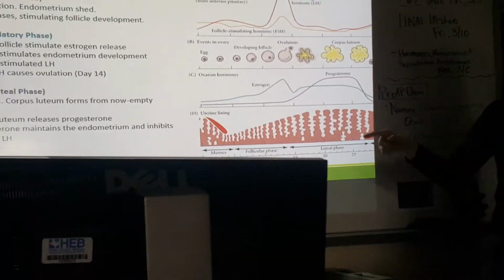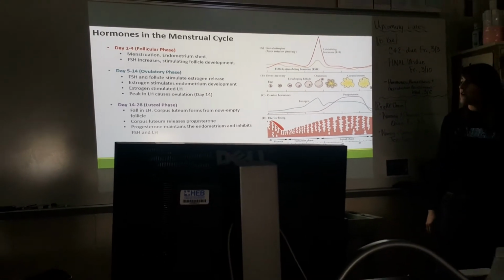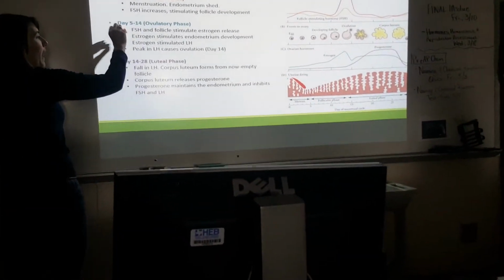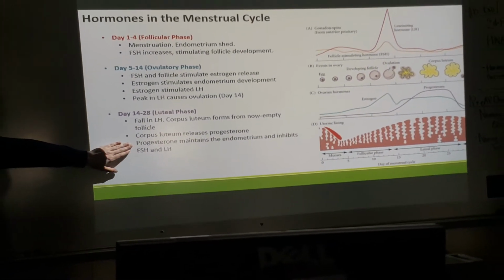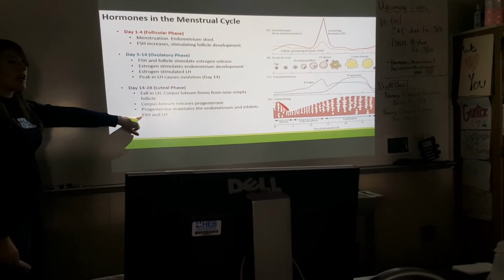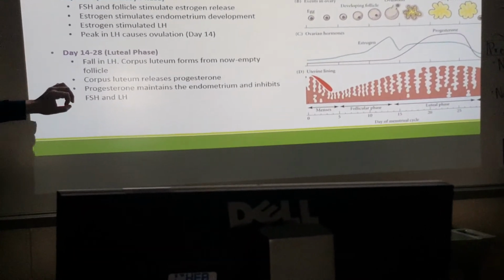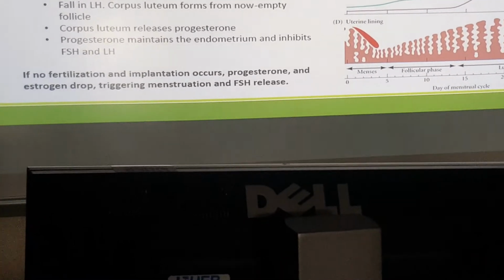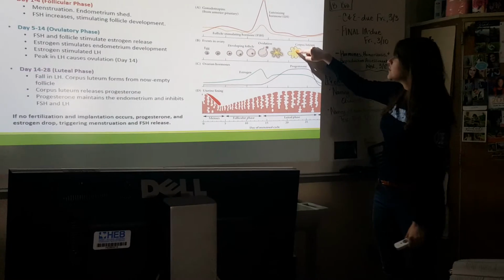The high levels of progesterone inhibit FSH and LH, pituitary hormones. So notice, at the beginning, FSH and LH have positive feedback with estrogen. At the end, progesterone has negative feedback on FSH and LH. Progesterone inhibiting FSH and LH prevents the fertilization of a second egg, so the body is only taking on one pregnancy at a time. If no fertilization happens, the corpus luteum runs out of progesterone eventually.